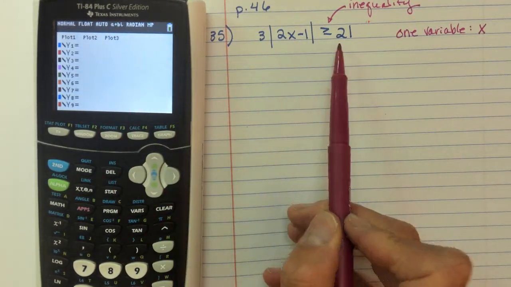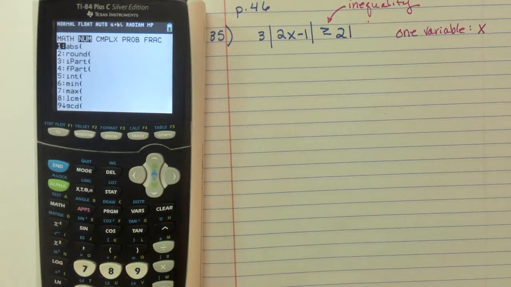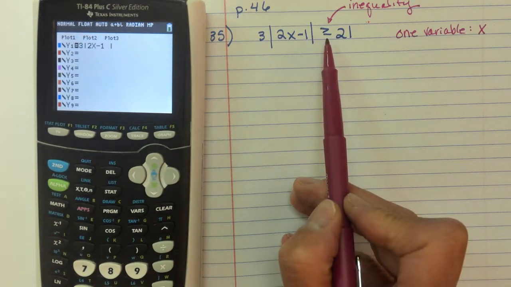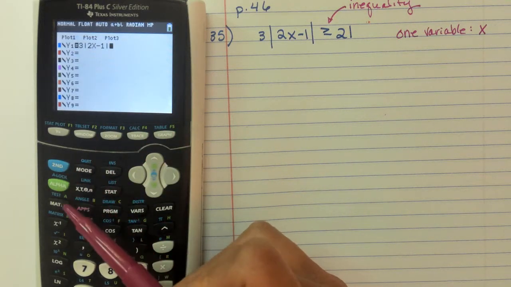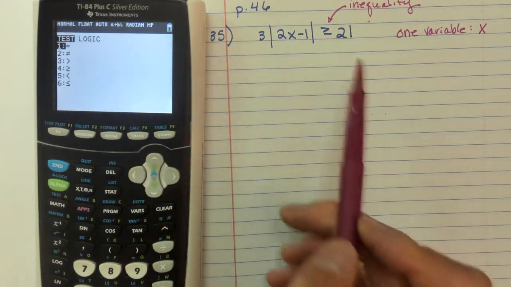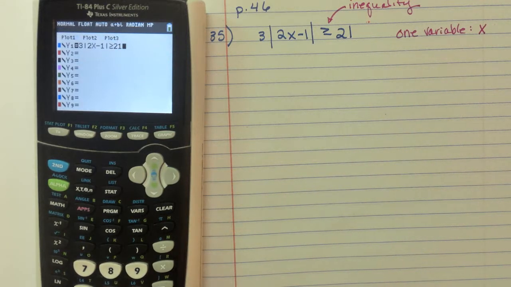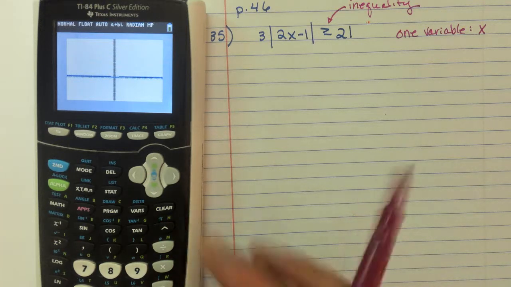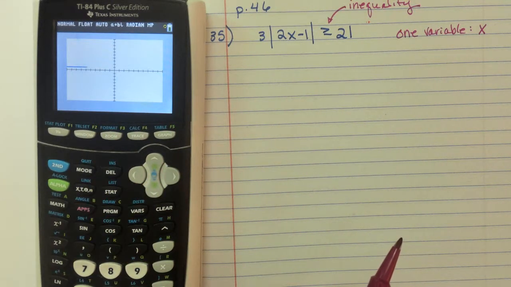In y1, I'm going to put this in 3. Then I'm going to go math, number, absolute value, 2x minus 1. Then I have to put in this inequality. I'm going to go outside the absolute value. I'm going to do second math, and I'm going to pick number 4, and then I'm going to put in 21. So I'm going to graph that, and you can see it's kind of hard for me to see. So let me go ahead, and I'm going to do zoom standard again, and let's look at this.